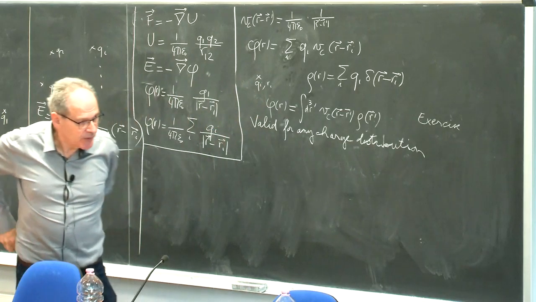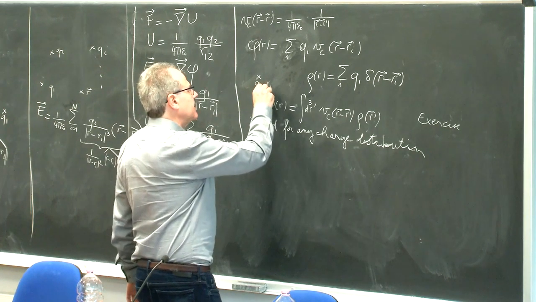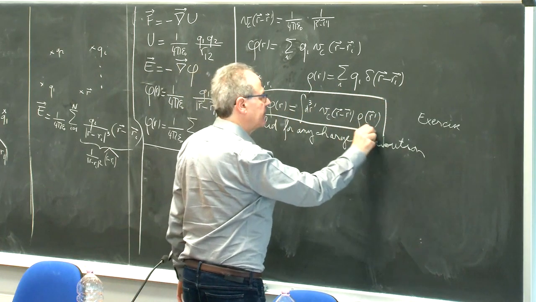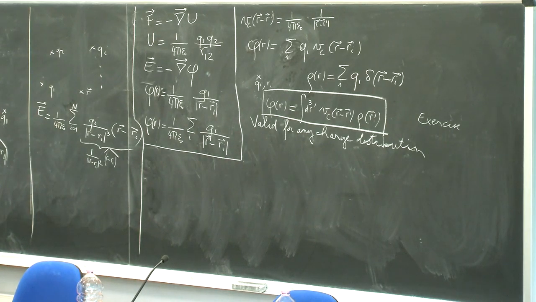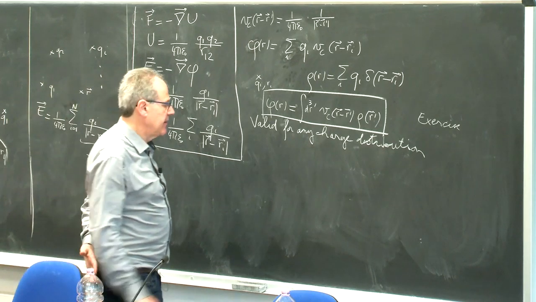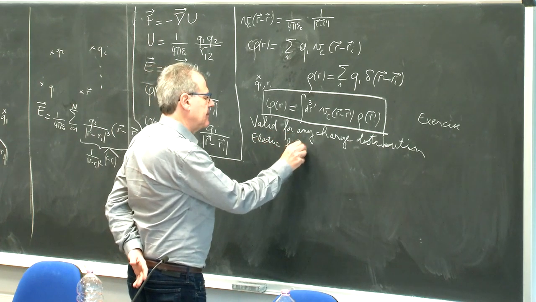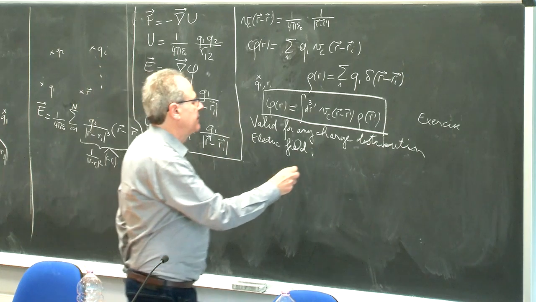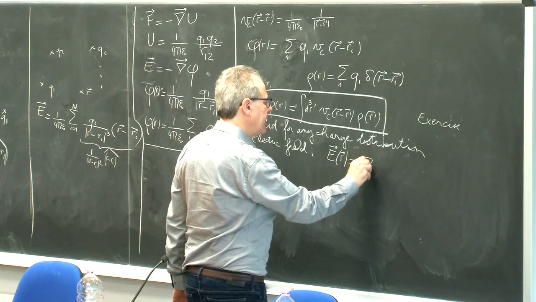So if you have any distribution of charge rho(r), it can be a smooth charge distribution, it can be whatever you want, then the electrostatic potential is given by this expression, where rho(r) is the charge distribution of the particles. Now, how is the electrostatic field, the electric field? The electric field E at point r is minus gradient phi(r).